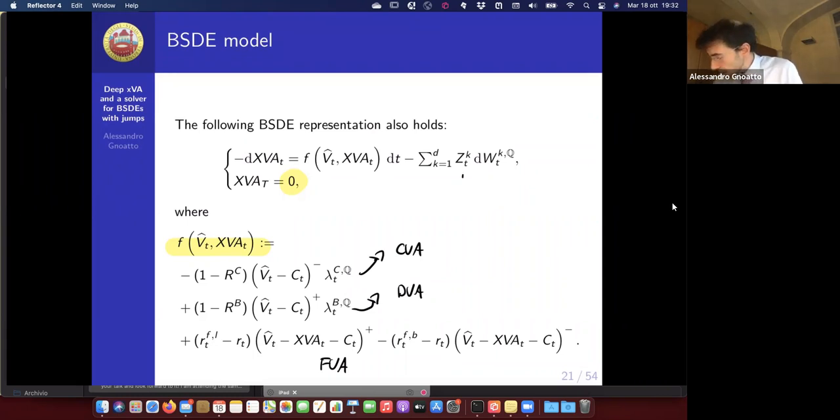So, and look here, of course, Z now will be the hedging strategy for the valuation adjustments, not for the contingent claims. And this is something which is not so standard for counterparty credit risk. Most counterparty credit risk approaches just compute the valuation adjustments at time 0. Hedging of the xVAs is a much more difficult thing to do. But we can do it with our BSDE and deep learning approach.